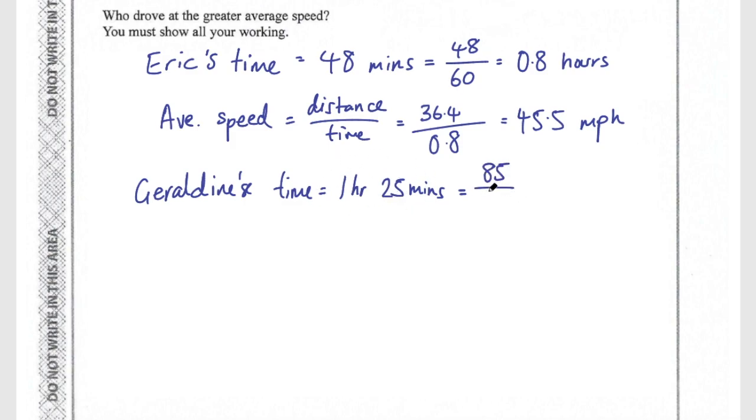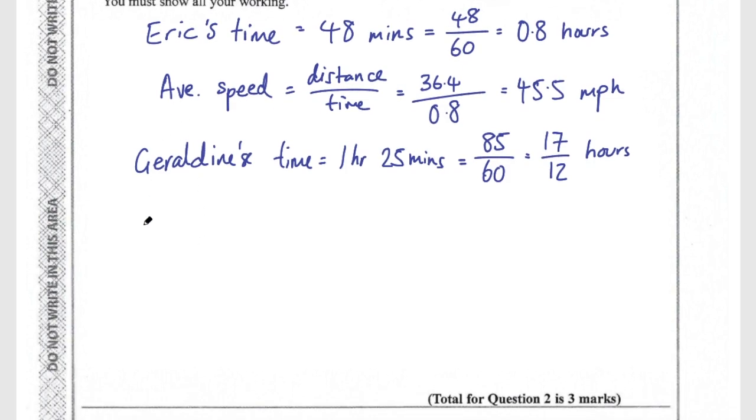So we need to divide 85 by 60. And I'm just going to leave this as a fraction, a simplified fraction. If you put that into a calculator or you simplify it, you get 17/12 hours. That's just my own preference. If you wanted to write that as a decimal, that would be perfectly fine as well.